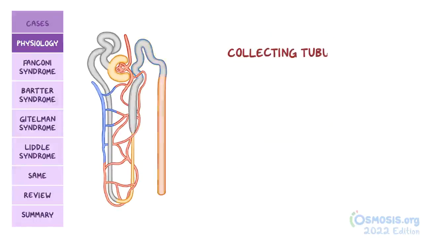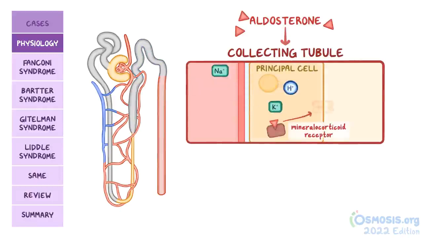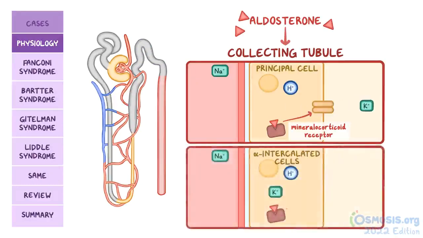Finally, the collecting tubule is regulated by aldosterone and reabsorbs sodium in exchange for potassium and hydrogen. Now, aldosterone acts on mineralocorticoid receptors in the principal cells of the collecting tubule, which leads to potassium secretion, while in the alpha intercalated cells, this leads to hydrogen secretion.